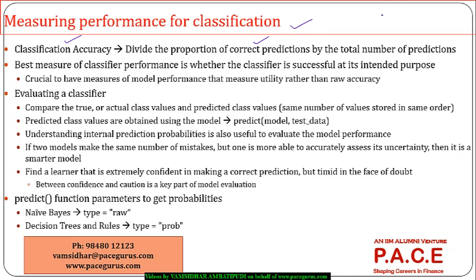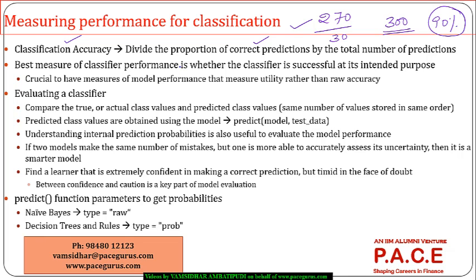I have divided the proportion of correct predictions by the total number of predictions. So if I am talking about 300 test data, 270 of them are correctly predicted, 30 of them are wrongly predicted, then the classification accuracy is 270 divided by 300, making it 90%.